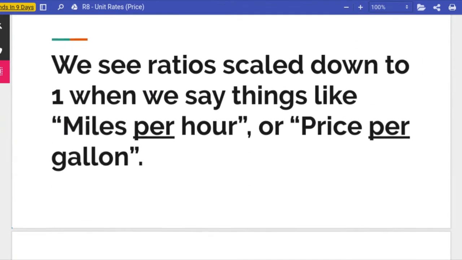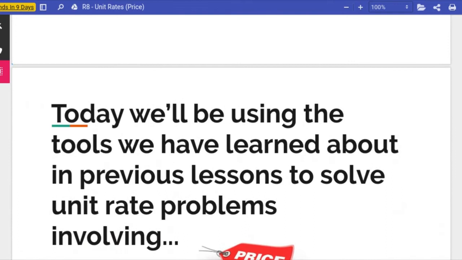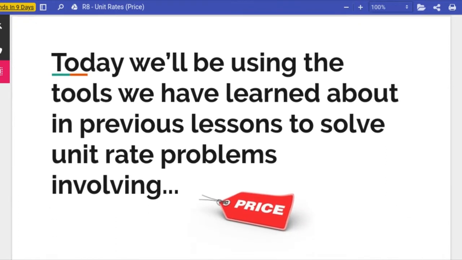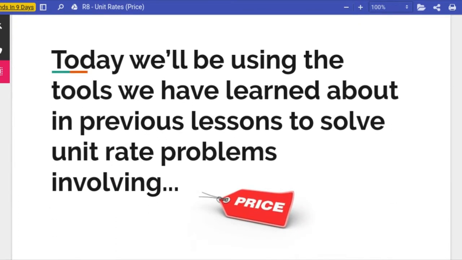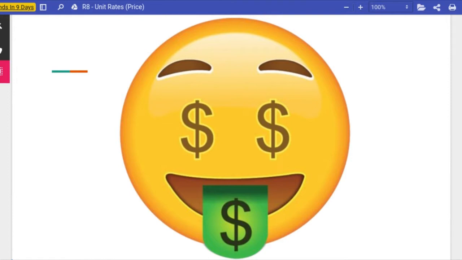We see ratios scaled down to 1 when we say things like miles per hour or price per gallon. It means we've scaled it all the way down to how many miles in 1 hour or how much money it is for 1 gallon of something. Today we're going to be using the tools we've learned about in previous lessons to solve these unit rate problems. We are going to be focusing on price today and being able to find unit rate with price.